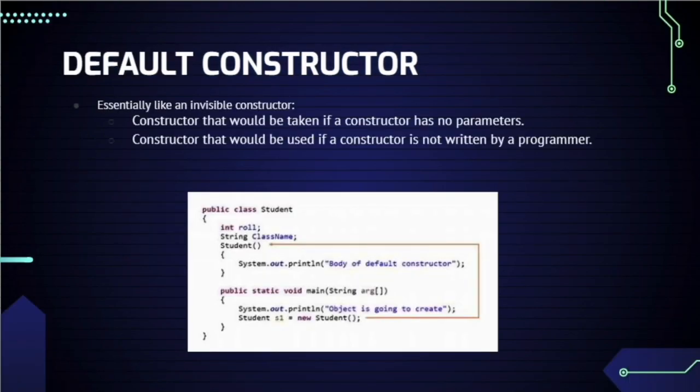So first up is the default constructor. It's essentially like an invisible constructor. So it's a constructor that would be taken if the constructor has no parameters, as I mentioned earlier, or if the programmer didn't explicitly write a constructor. As you can see here in the picture, the student constructor is the default constructor, and the print statement essentially confirms that.